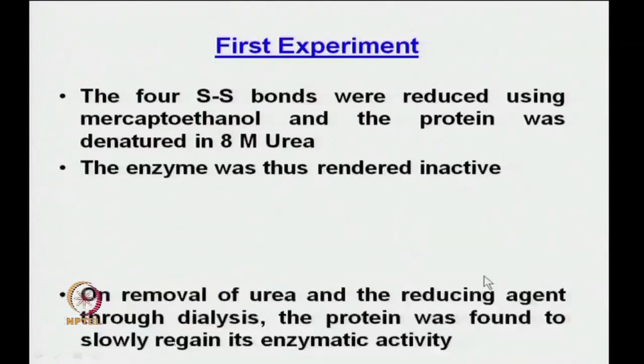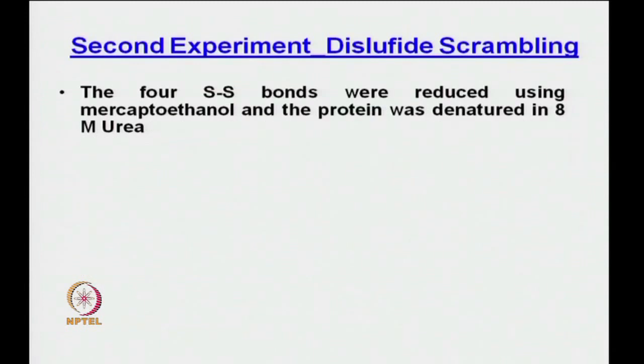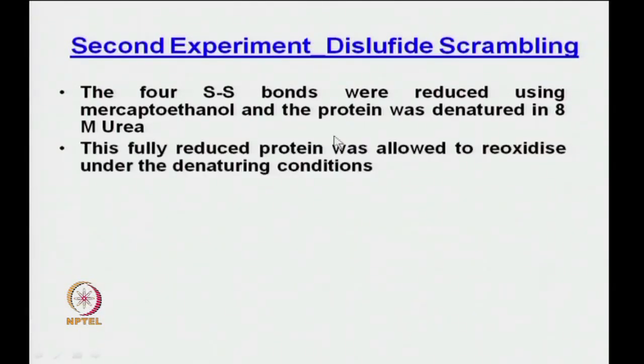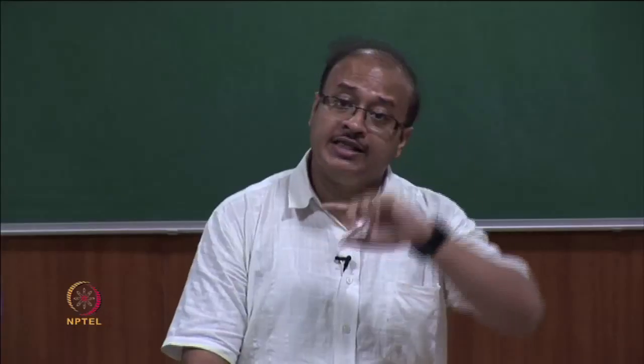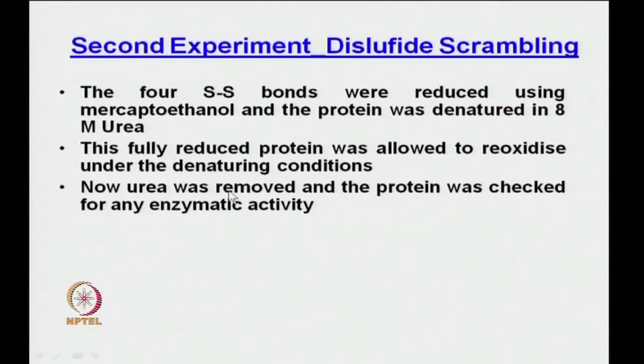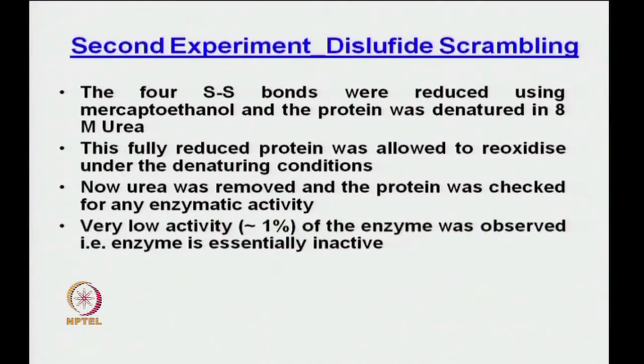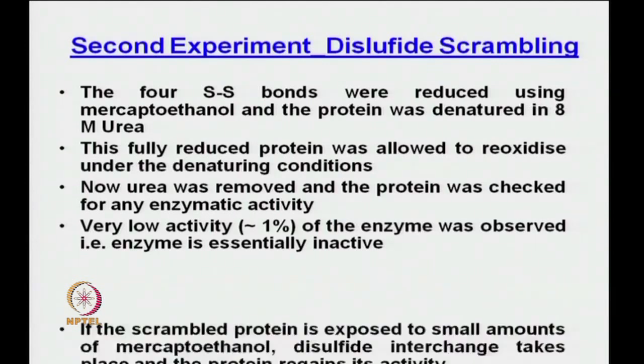So, then the steps of his second experiment, it is called the disulfide scrambling. The 4 SS bonds were reduced. This was the first step, and the protein was denatured. The fully reduced protein was allowed to reoxidize under the denaturing conditions. Okay. So, initially we removed urea and then we allowed it to oxidize, but now we allow it to oxidize and then we remove urea. So now urea was removed and the protein was checked for any enzymatic activity. Very low activity was observed, that is, the enzyme is essentially inactive.